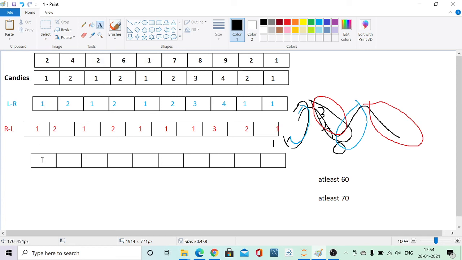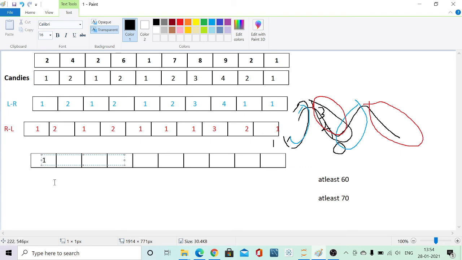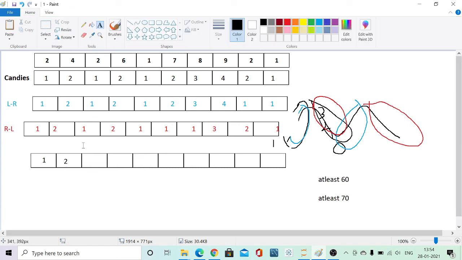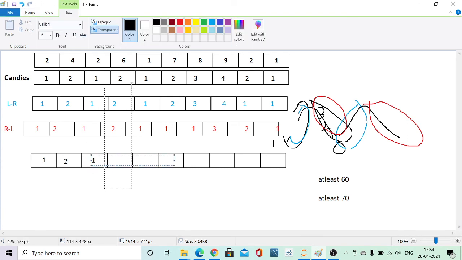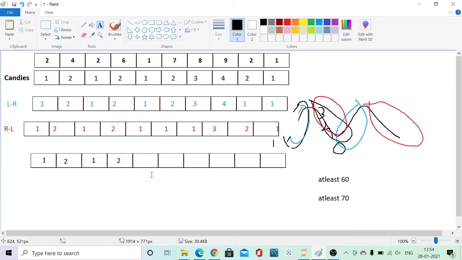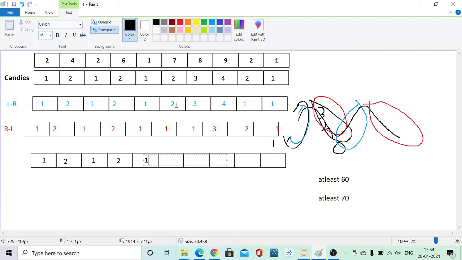Now 1 and 1, the higher is 1 only. In this place 2 and 2, we will pick 2. Again here 1 and 1, we will pick 1. Then we have got 2 and 2, so we will pick 2. Here we have got 1 and 1, so we will pick 1. Here we have got 2 and 1. Now we have to satisfy the minimum requirement, so we have to pick the higher of these two, that is 2. Here also 3 and 1. So higher of these two numbers is 3.